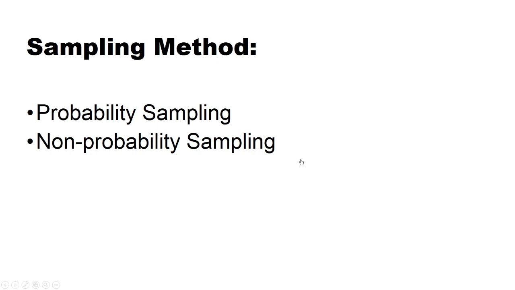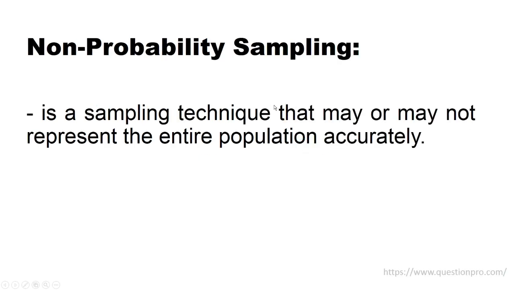Okay, so non-probability sampling naman na tayo. So, anong ibig sabihin ng non-probability sampling? Okay, so non-probability sampling is a sampling technique that may or may not represent the entire population accurately. So, kung yung probability sampling, kumukuha siya ng sample from the 100% of the population.